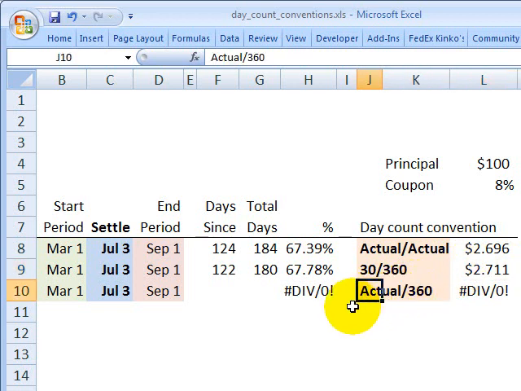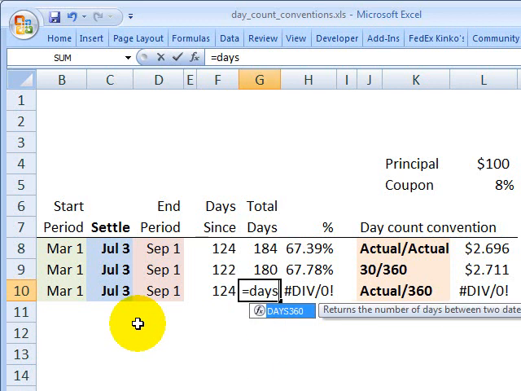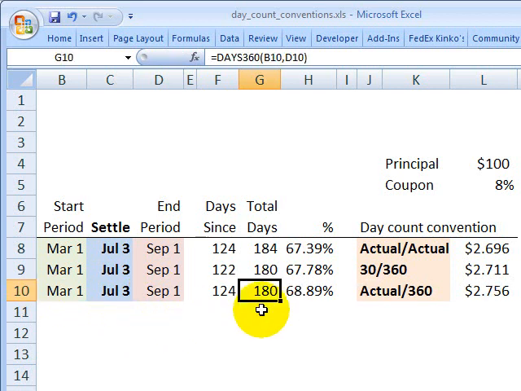Finally, actual divided by 360 is just a combination of the two, but in this case our numerator, or days since, is going to be settlement minus the start date, the simple difference, and our total days is going to be days 360, start of the period to the end of the period. We already know that's 180 days. So here really I've got a different numerator and therefore a different coupon.